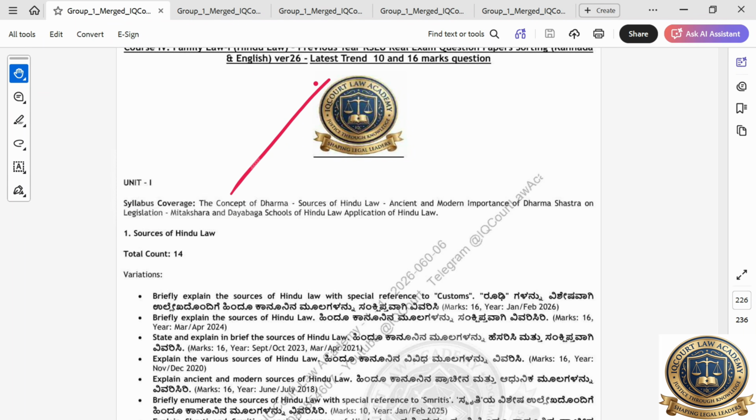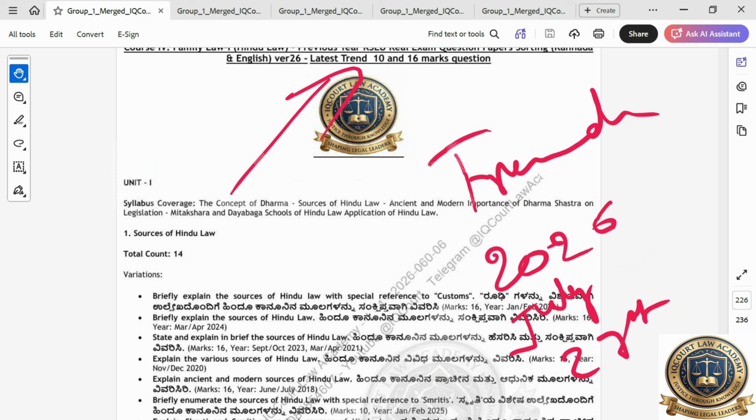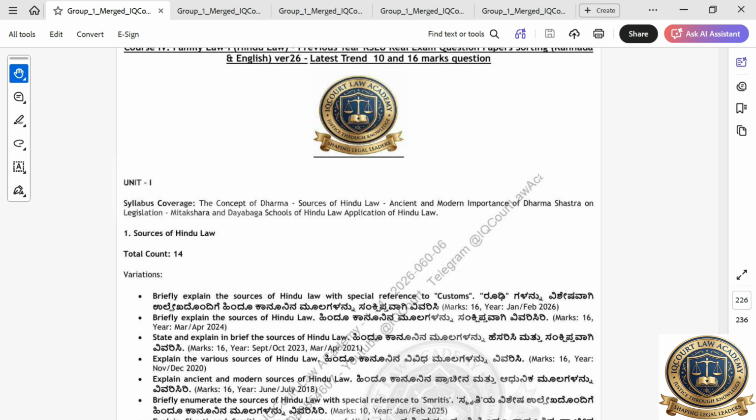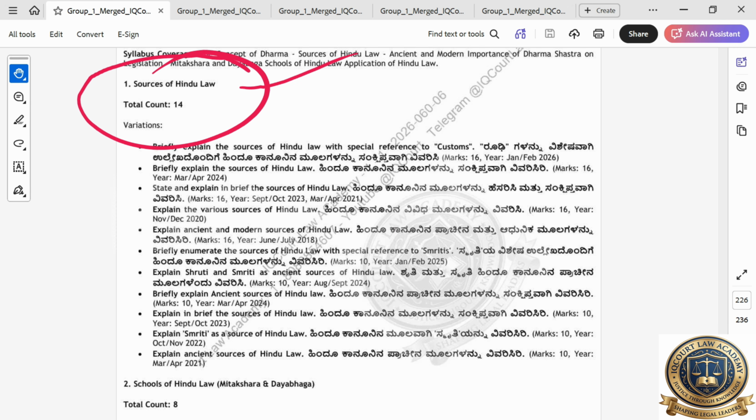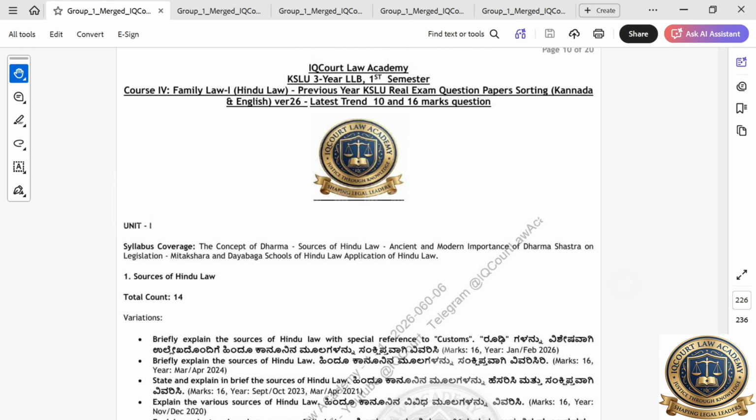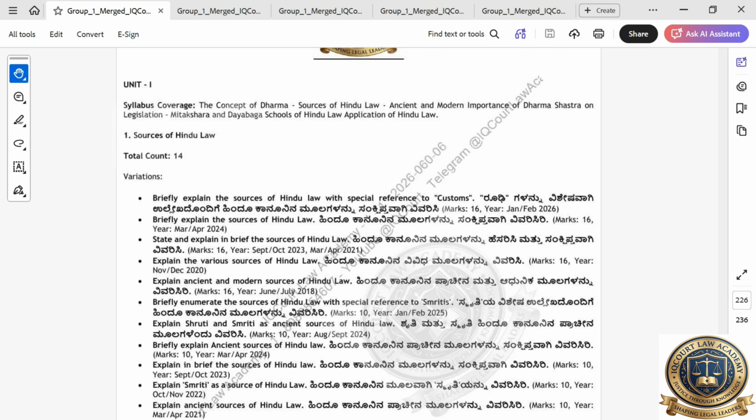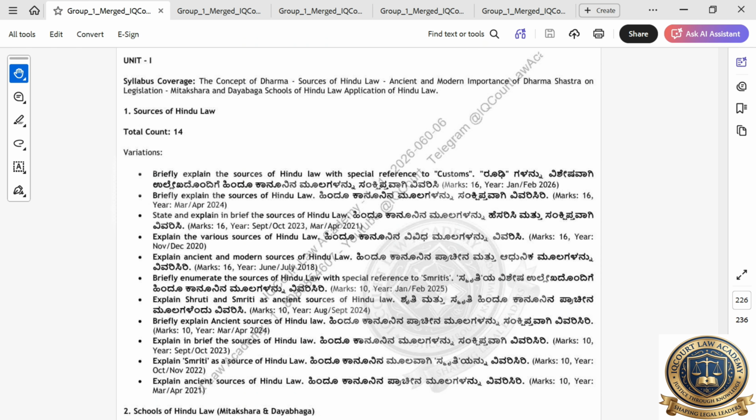We are going to reveal the latest trending questions for the 27th July 2026 Hindu law exam. First, unit 1. This is the syllabus: concept of dharma, sources of Hindu law, ancient and modern, importance of dharma, shastra on legislation, Mitakshara, Dayabhaga, schools of Hindu law, application of Hindu law, sources of Hindu law. Related to this is a 95% important, most probable question. In the first unit, we are revealing the first question of Family Law 1, and 95% probability is there. You will get this question in your exam.